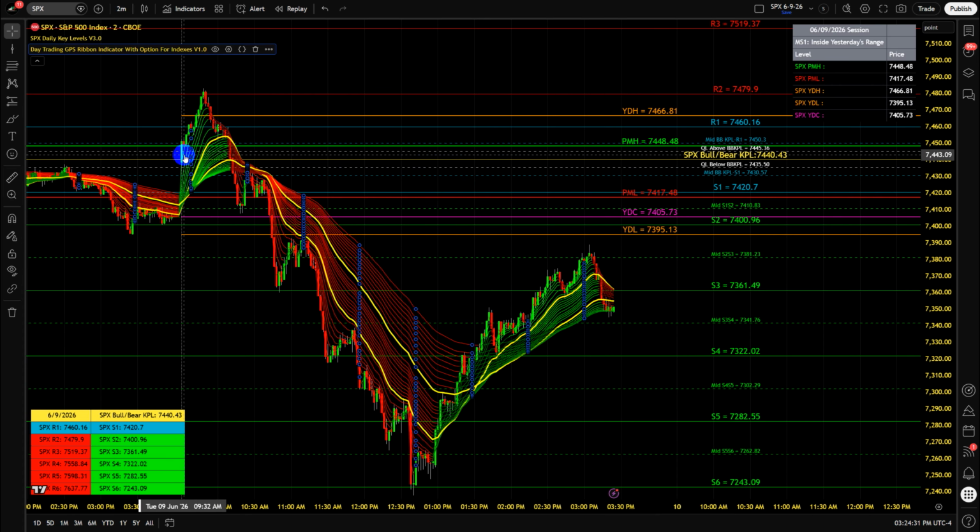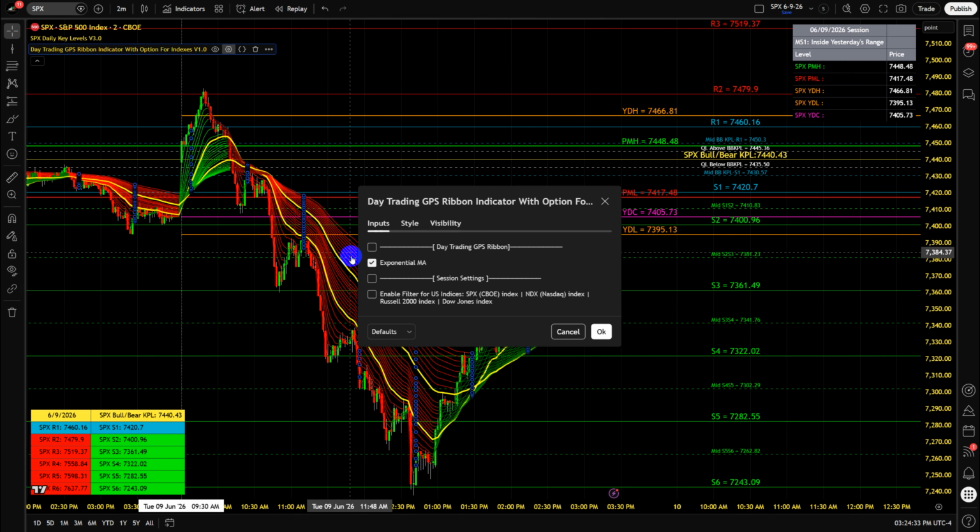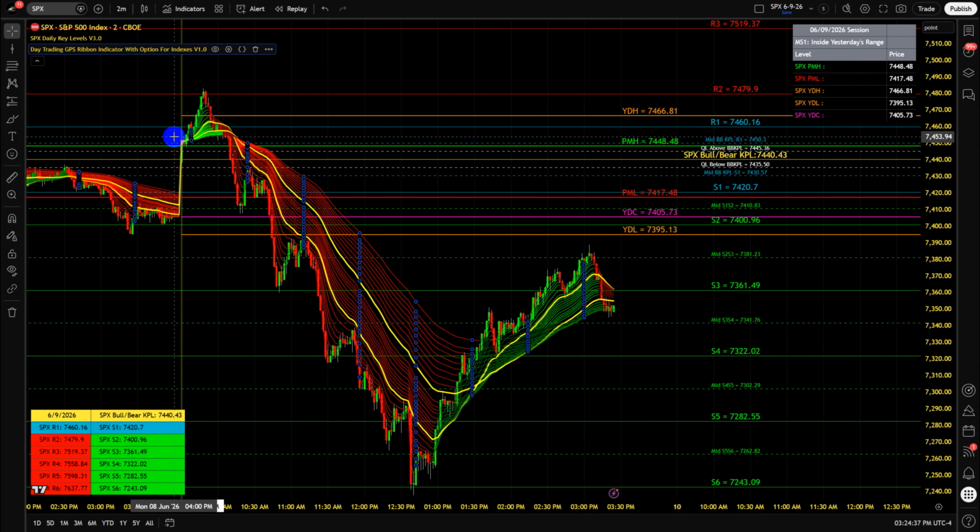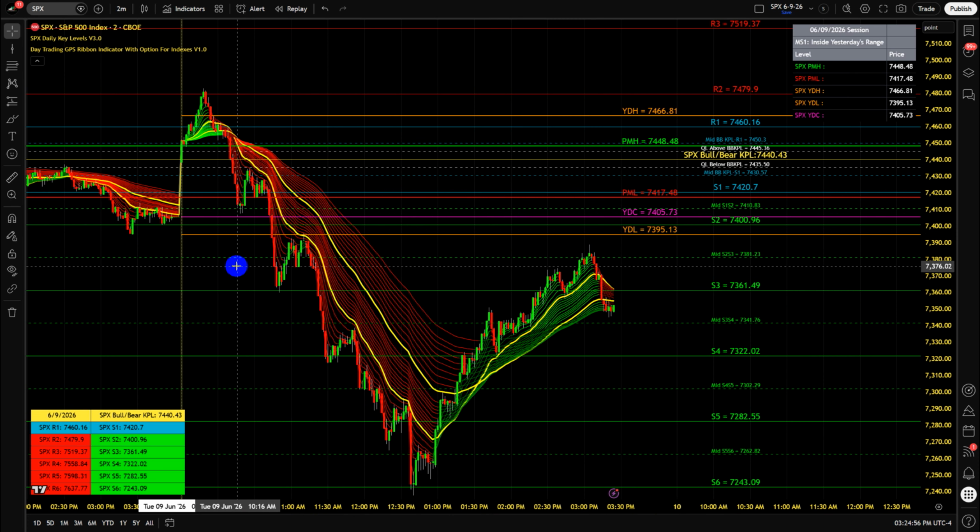So as you can see, having the flexibility to be able to have the filter on or off and the reset at 9:30 can be very important, especially when trading indexes such as SPX or NASDAQ NDX, or if you're trading options on other indexes such as the Russell 2000 index or the Dow Jones index, but primarily for SPX and NDX.